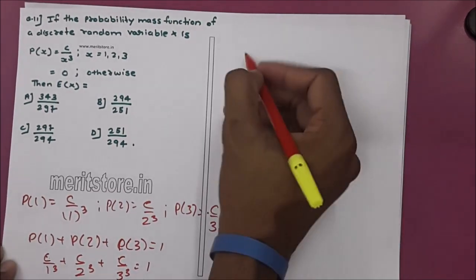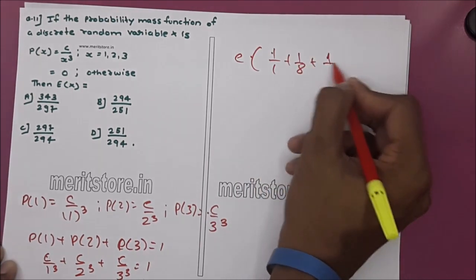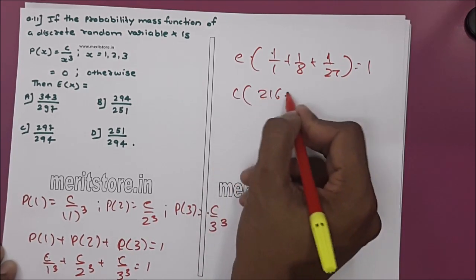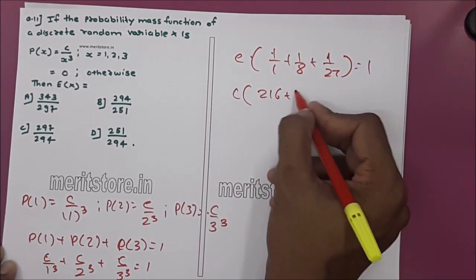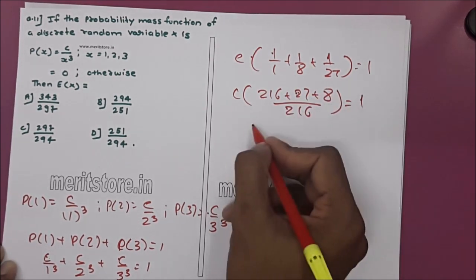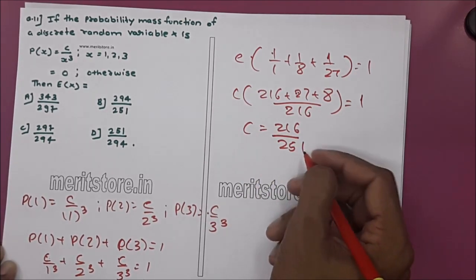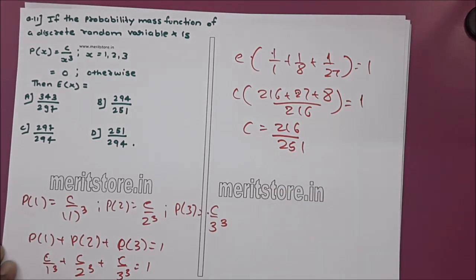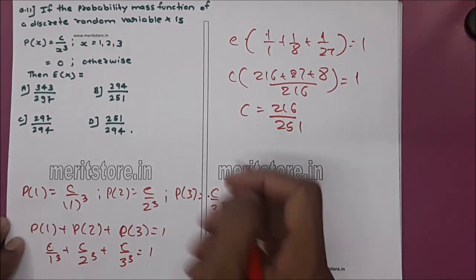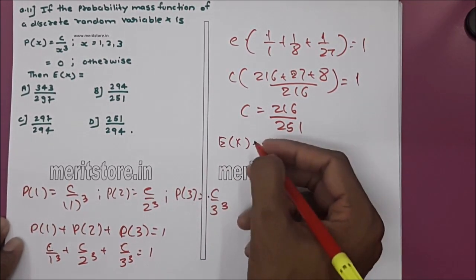So we solve this, we get 1 by 1 plus 1 by 8 plus 1 by 27 equal to 1. That is 216. We take the LCM and we solve that: (216 + 27 + 8)/216 times C equal to 1, which gives C is equal to 216 upon 251, which is the option. Further, we solve for the expected value, that is E(X). We got the value of C, we can substitute the value of C.